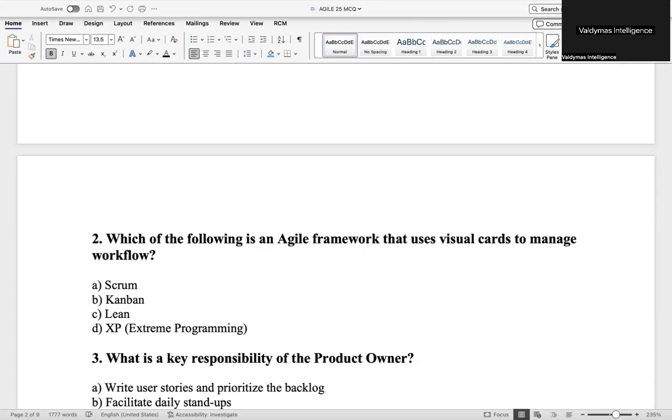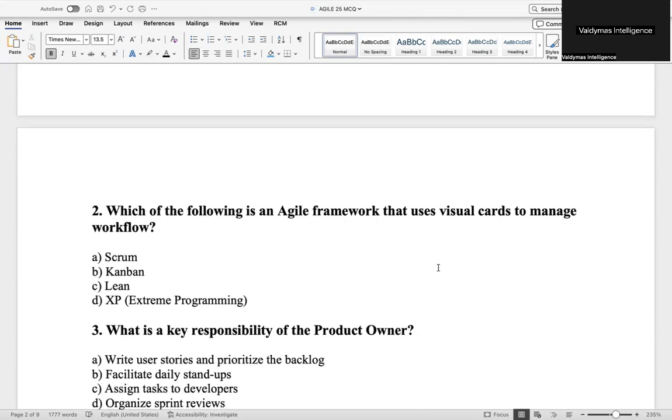Number 2. Which of the following is an agile framework that uses visual cards to manage workflow? Okay. Now it's getting tougher. Scrum. Not spoken about Kanban, Lean, and extreme programming. So the answer to B directly, Kanban.